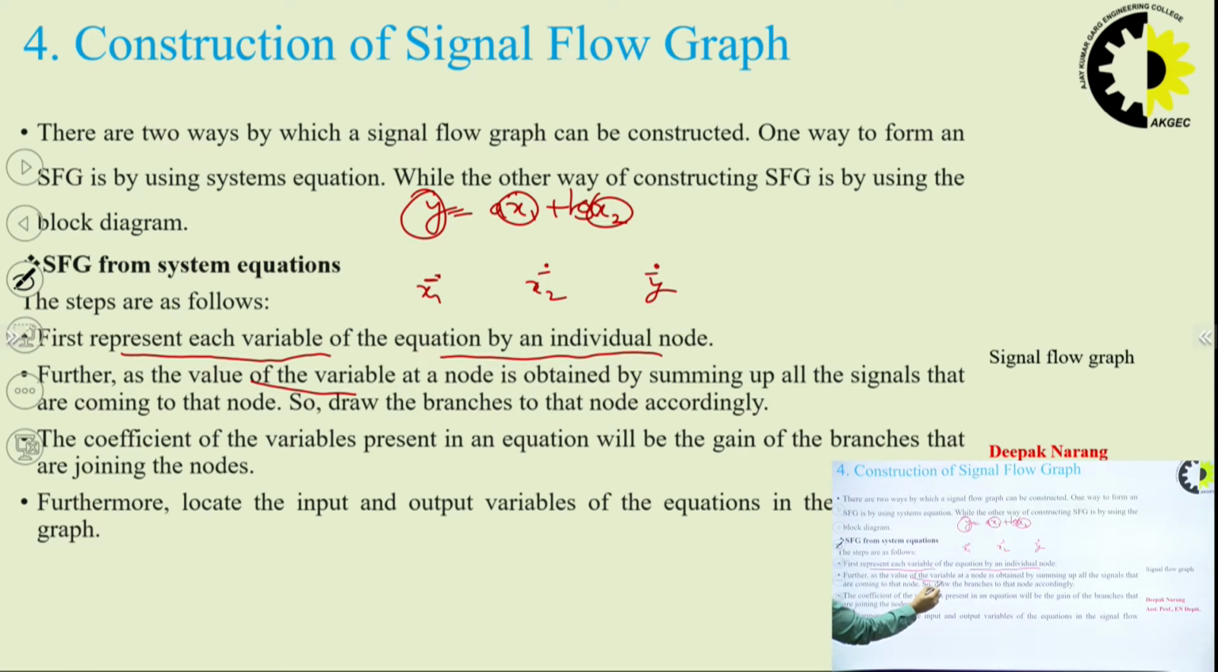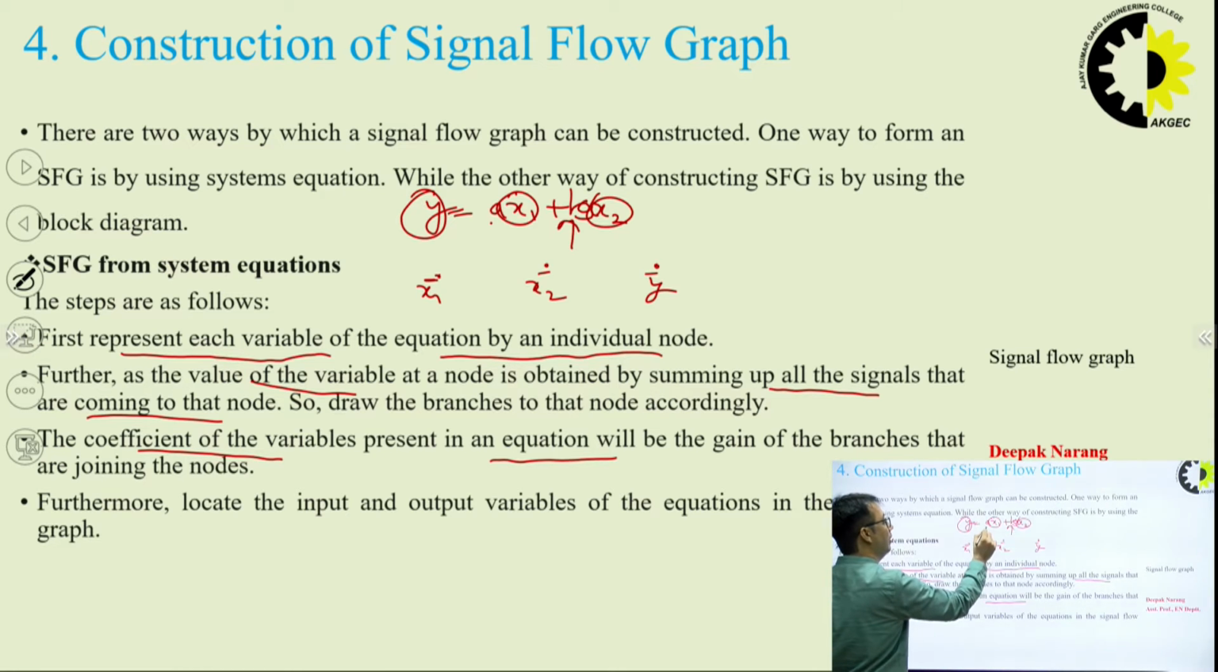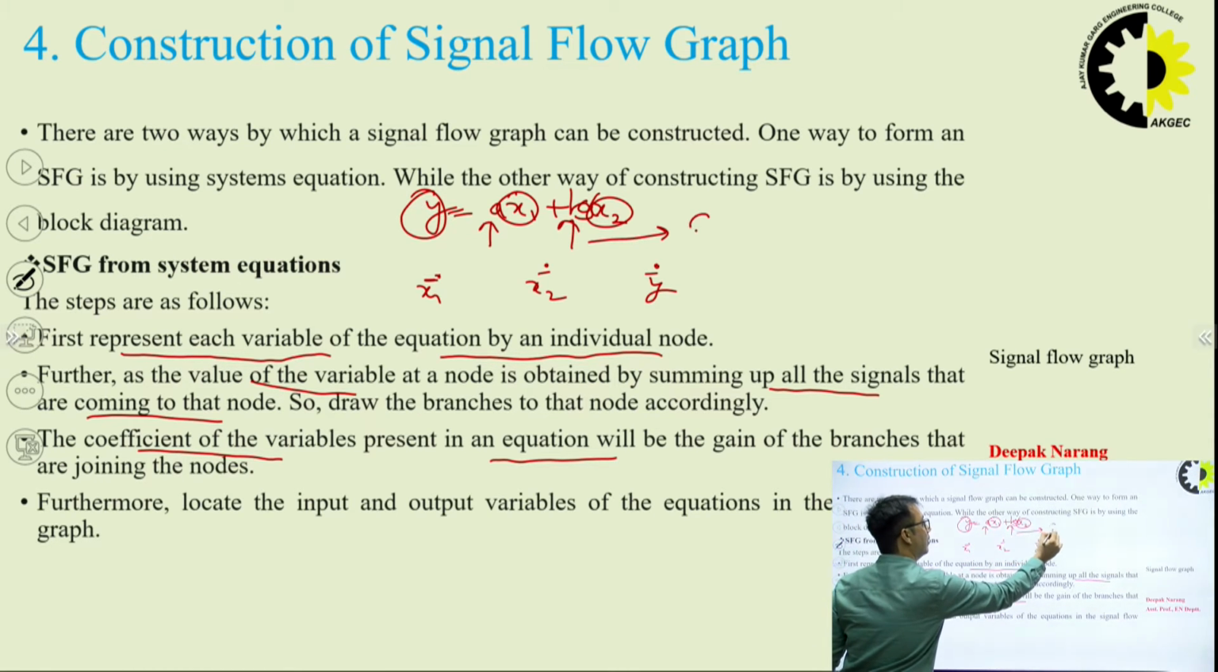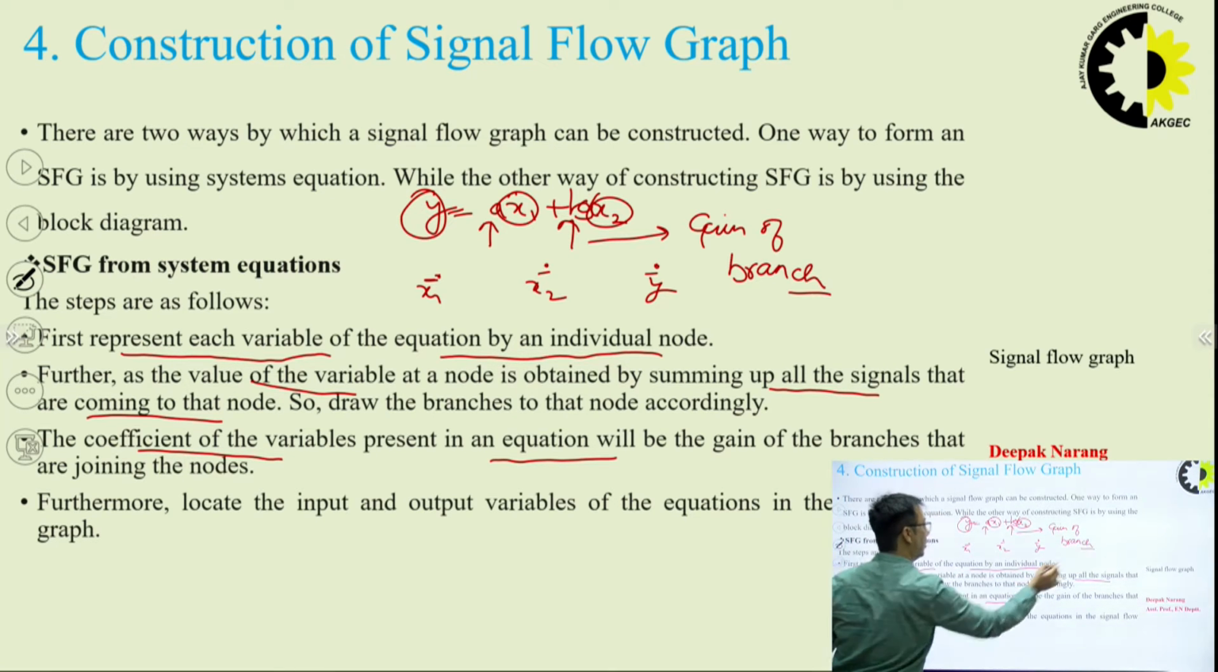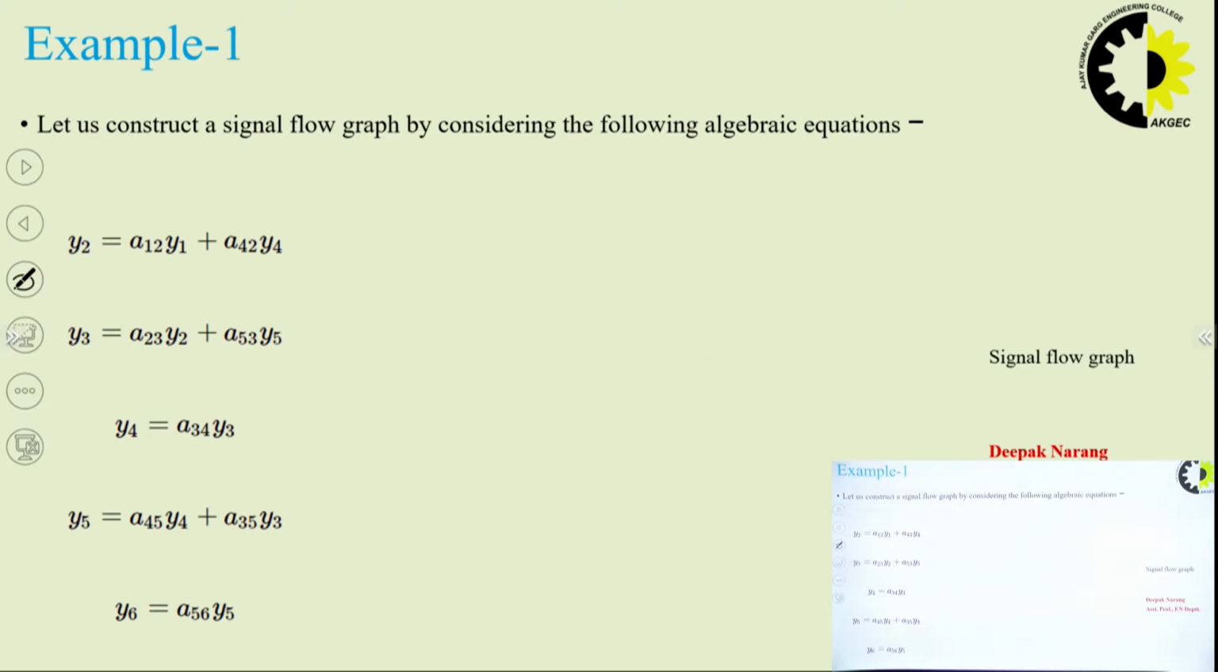Further, the value of the variable at a node is obtained by summing up all the signals coming to that node. We just discussed this point. The coefficients of all variables in an equation will be the gains of branches, like here the coefficients a and b become the gains of the branches. Furthermore, locate the input and output variables of the equation in the signal flow graph. So, we'll observe this by the following example.